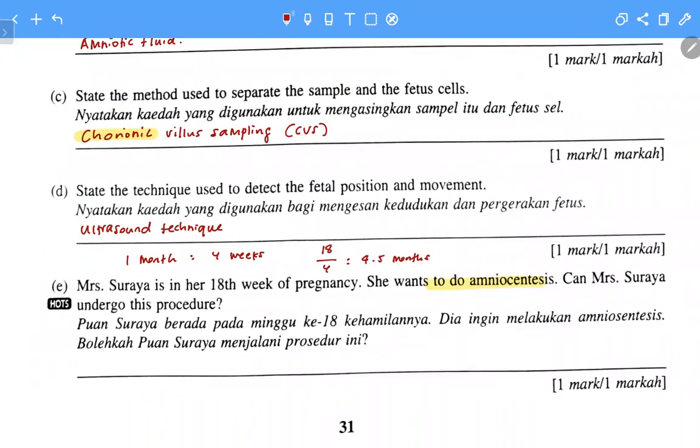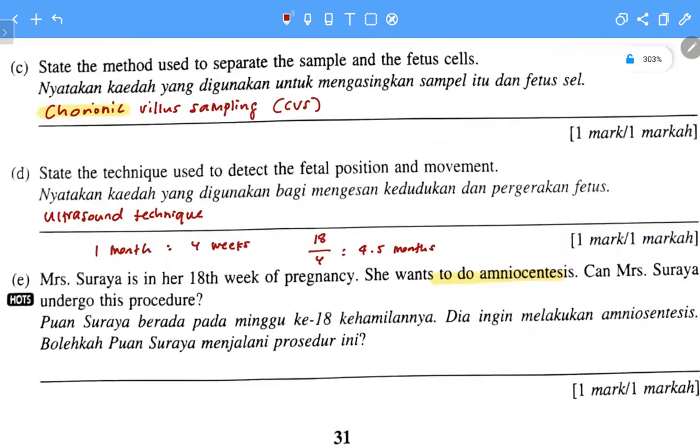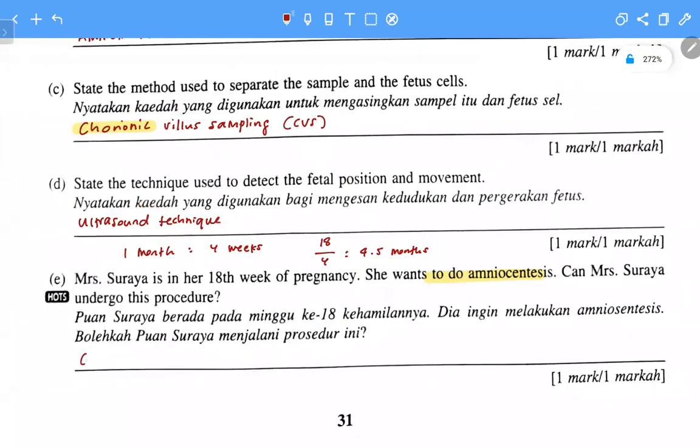So let you all think about it. Can or cannot? Technically, I wouldn't say it's a can or cannot. Actually, can. All right, I wouldn't say cannot also. So can technically. And they did not ask you to explain anything further. So basically just 1 mark. So let's put as can. Okay.